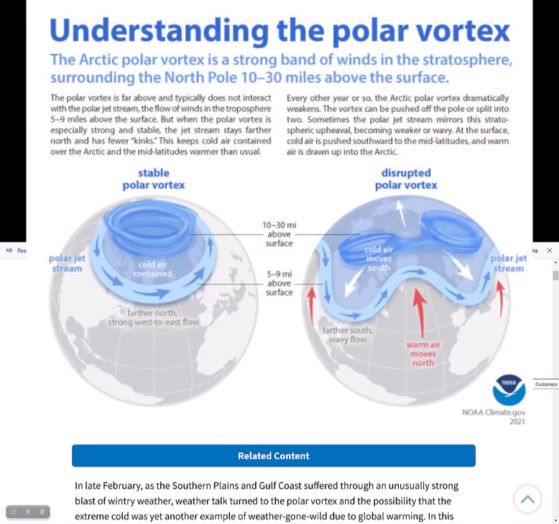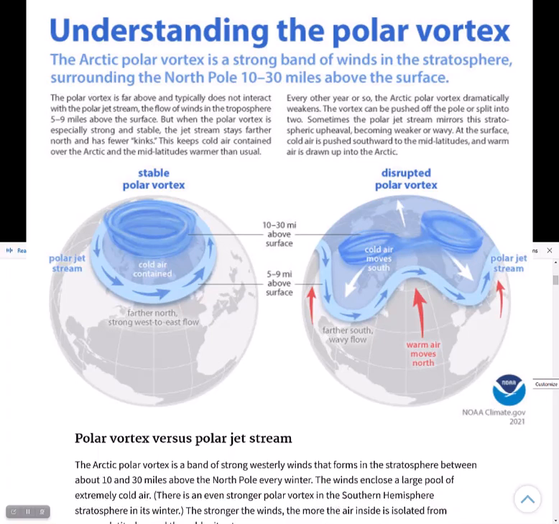In late February, as the southern plains and Gulf Coast suffered through an unusually strong blast of wintry weather, weather talk turned to the polar vortex and the possibility that the extreme cold was yet another example of weather gone wild due to global warming. In this article, we're talking to two NOAA experts about the devastating extreme cold event, the polar vortex, and the potential link to global warming.